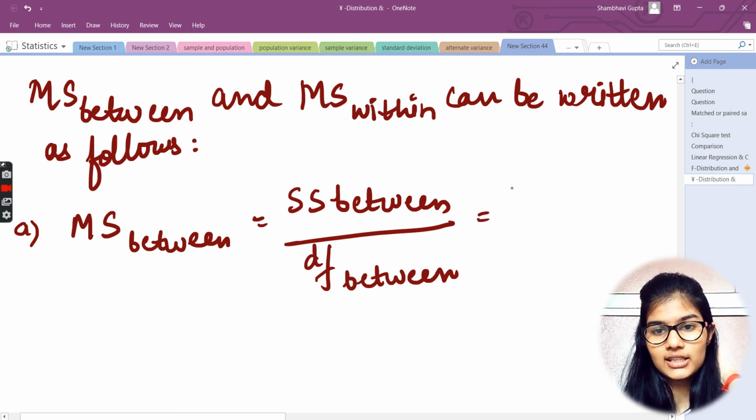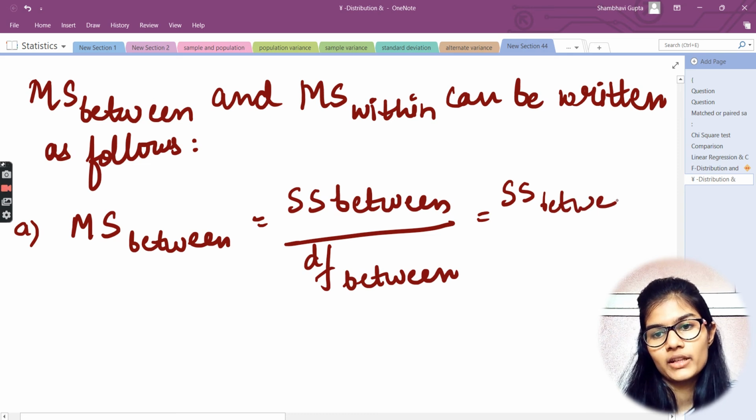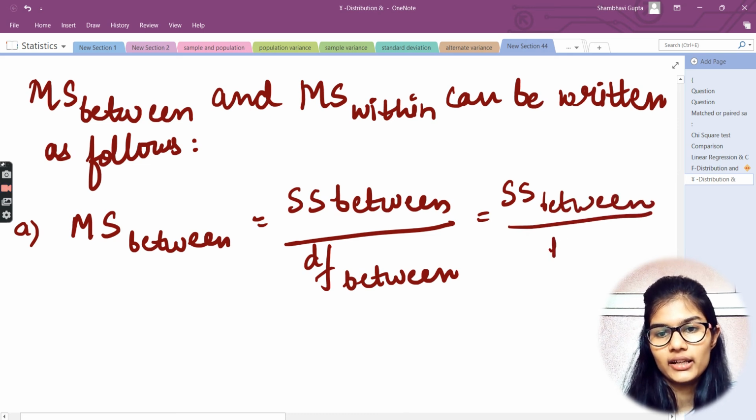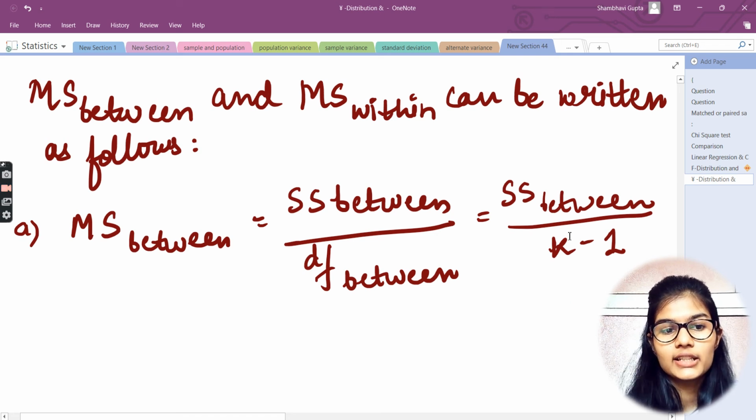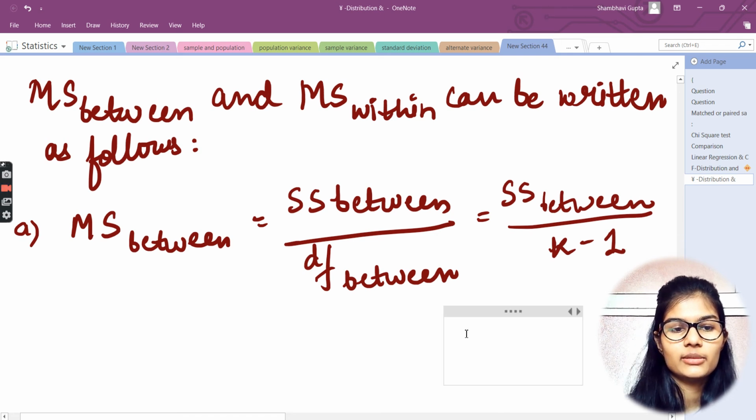Fine. And that is equal to SS between divided by k minus 1. So right here we just put the things like this. Let me just go down.